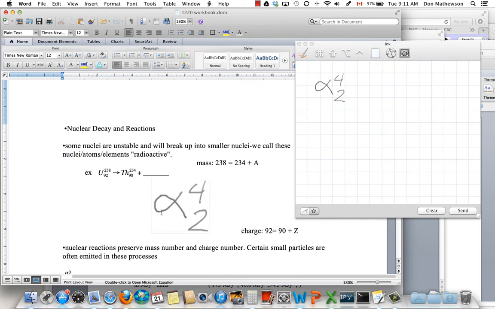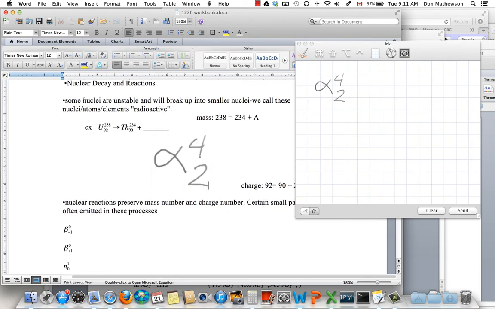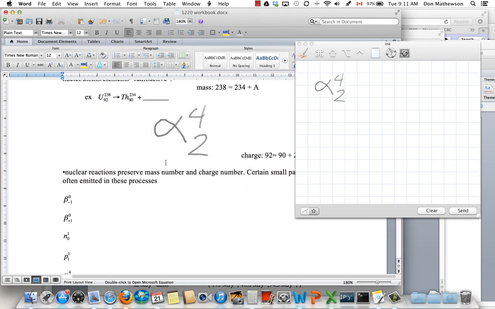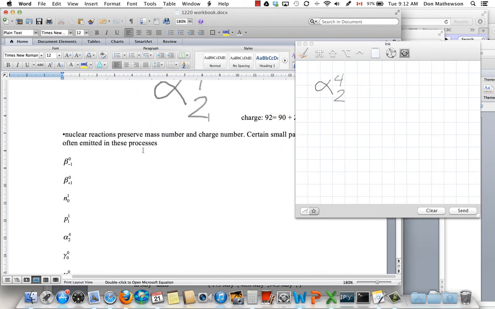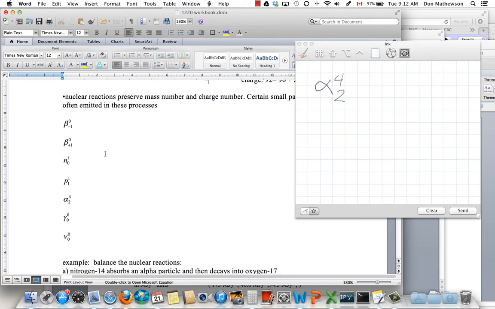So putting that alpha particle in there balances the nuclear decay reaction. It's really simple. You balance the top, which are the mass numbers, and you balance the bottom number, which is the charge numbers. Now, inevitably, you'll have some larger nuclei, but also some smaller particles. And here is a list, a taxonomy of common little particles that get emitted in these nuclear reactions.